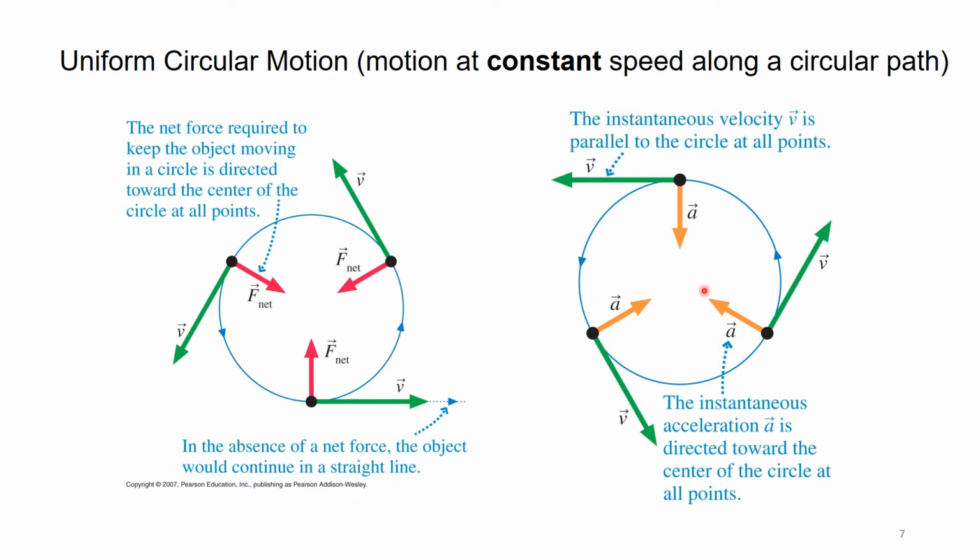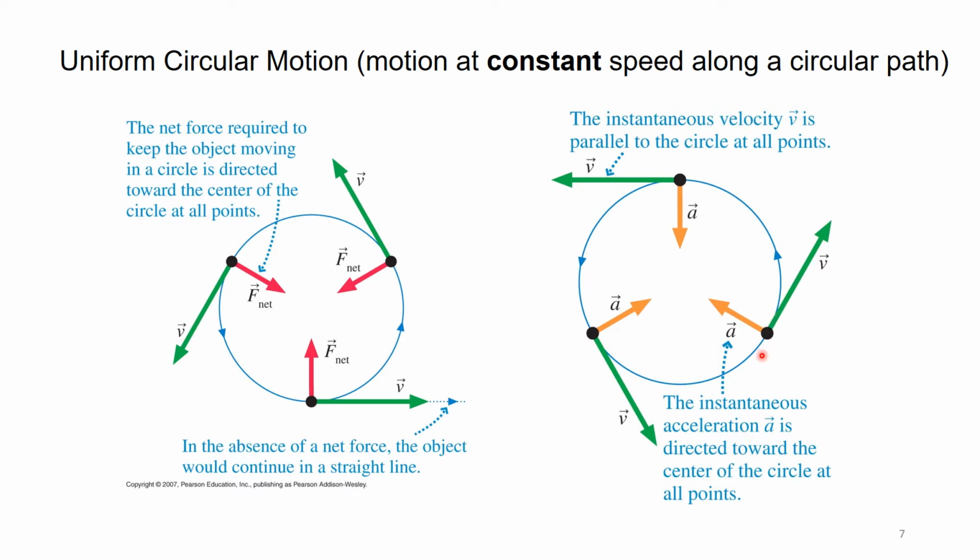And in this picture on the right, it shows you something similar, except that instead of the net force, it shows you acceleration, which isn't surprising because we know from Newton's second law that net force and acceleration must point in the same direction. Here you can see that at all points on the circle, the acceleration points towards the center, just like the net force does. And then we also have the arrow for the velocity, that's tangential.